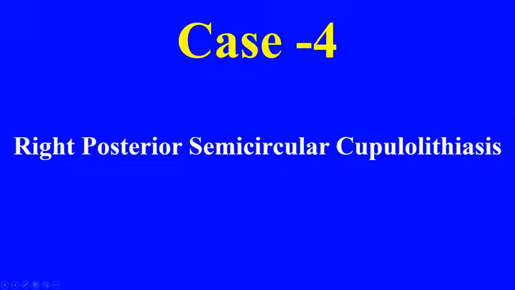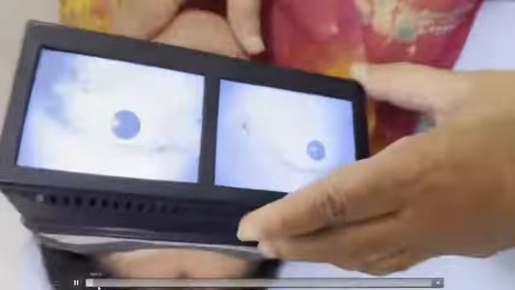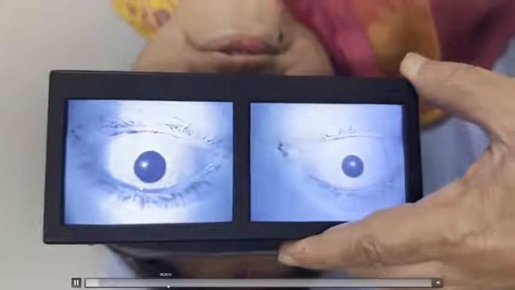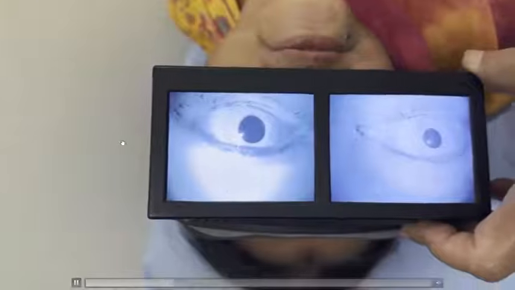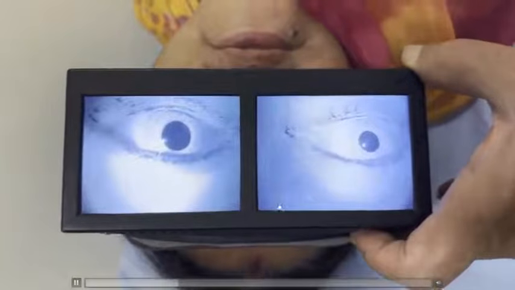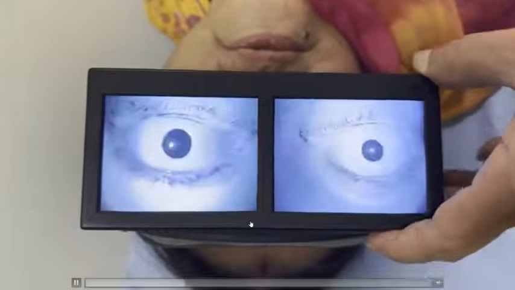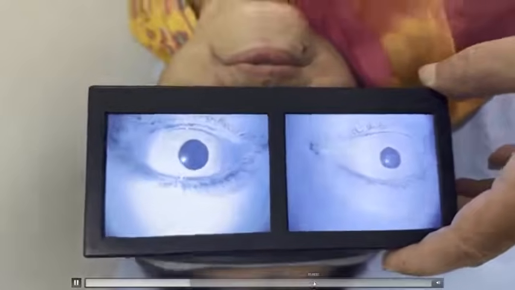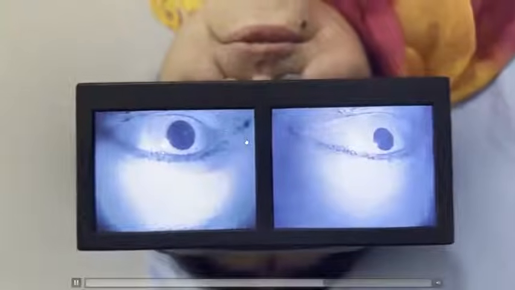Right posterior semicircular cupulolithiasis. This is a 63-year-old lady who came with a history of positionally triggered vertigo spells, which started in the morning as she got up. The right half Dix-Hallpike test after a latency of 30 seconds elicits an upbeating right torsional nystagmus that was persistent, lasting around 1 minute. So after completion of 1 minute, what did I do?